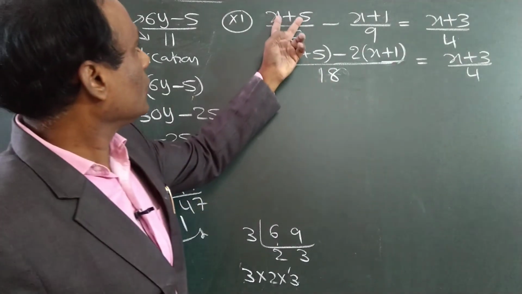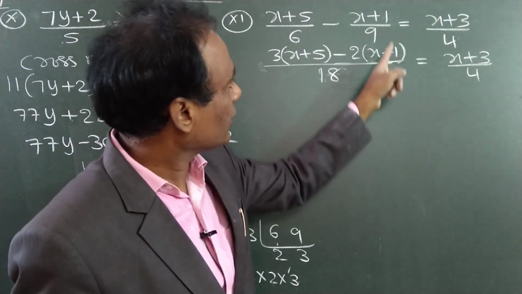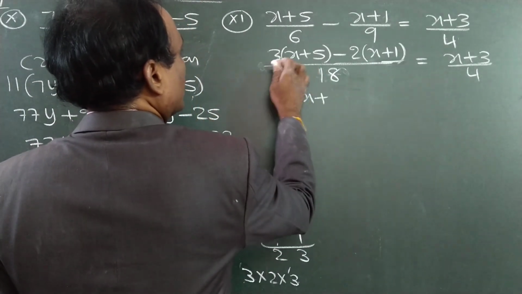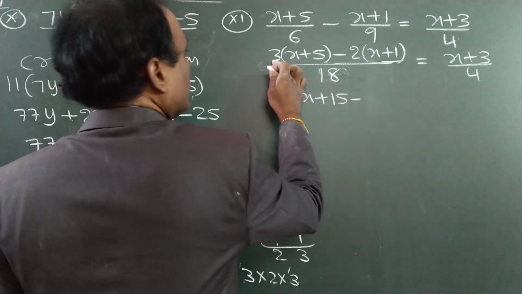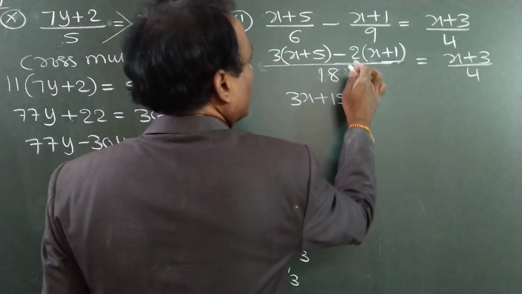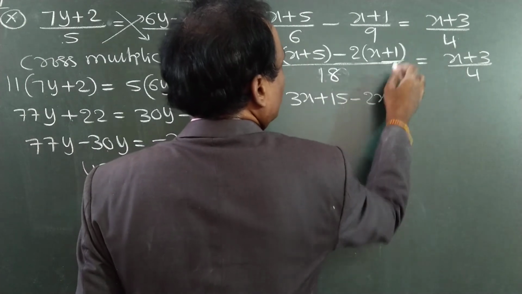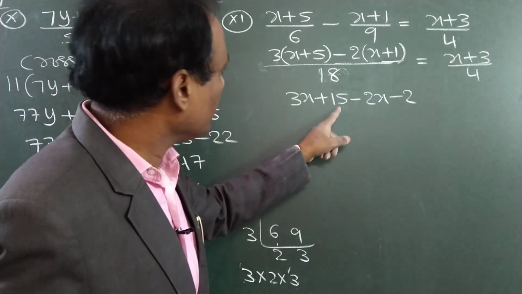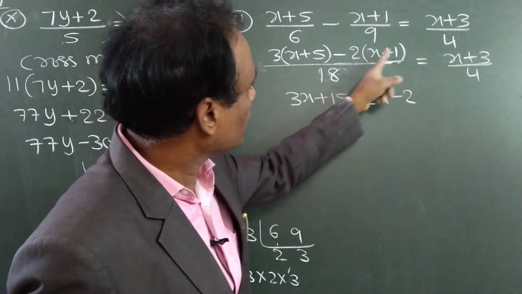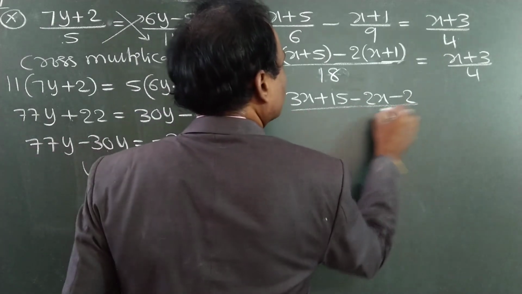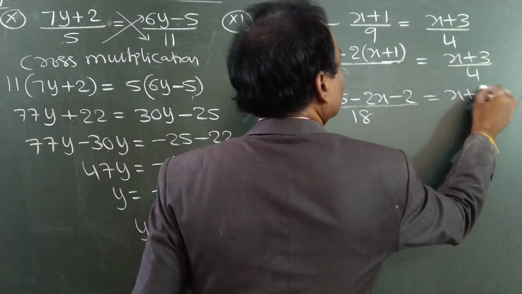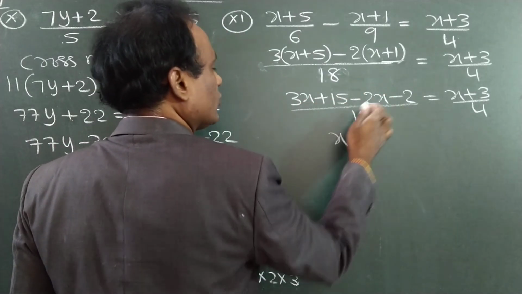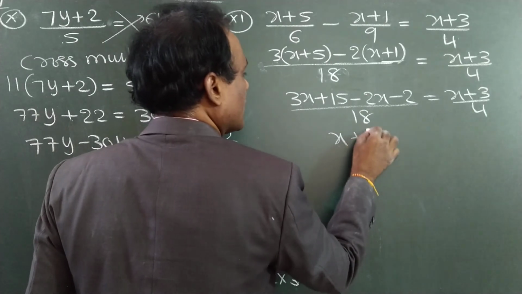3 into (x + 5) minus 2 into (x + 1), over 18. 3 into x is 3x, 3 into 5 is 15, 2 into x is 2x, minus 2 into 1 is 2. 3x minus 2x is x, and 15 minus 2 is 13. So we get (x + 13)/18.